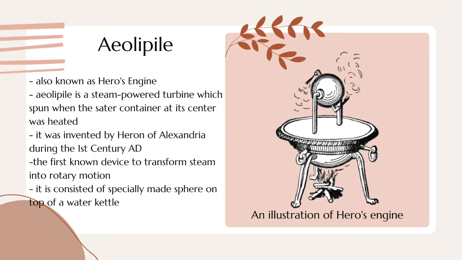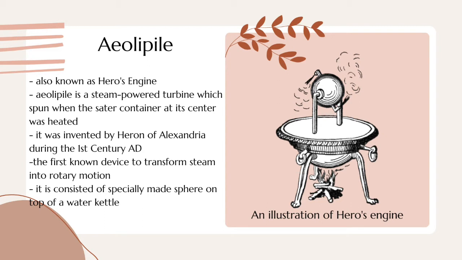Lastly, Aeolipile. Aeolipile is also known as Hero's engine. It was invented by Hero of Alexandria during the 1st century AD. It is the first known device to transform steam into rotary motion.